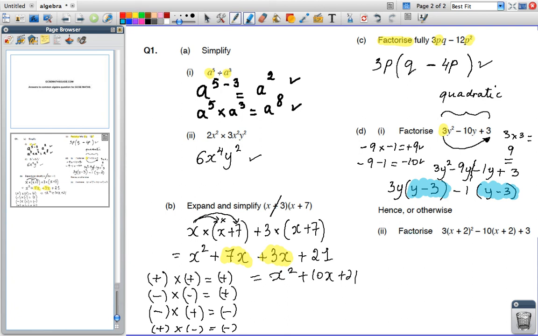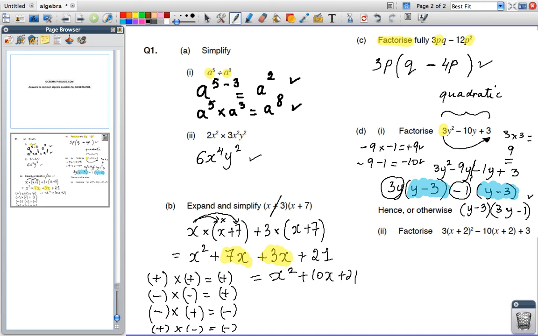So what we're going to do here is rewrite it as y minus 3 just once because it's a common factor, and the other two that we've got left, the 3y and the minus 1, we're going to rewrite inside a second bracket. So here we're going to have a 3y minus 1, and that's the question done.